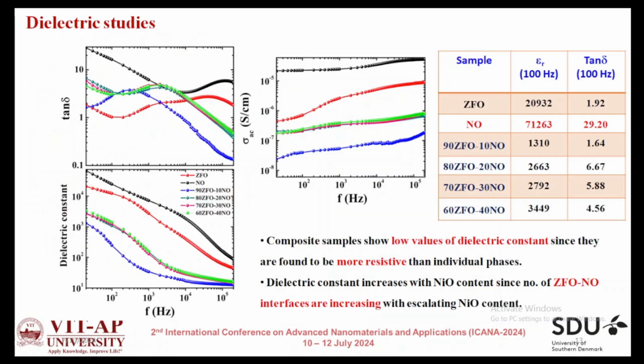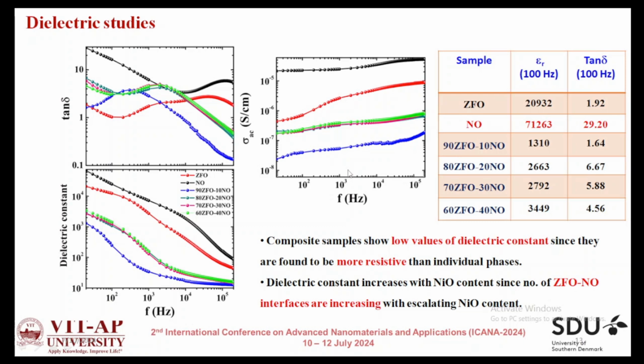So this is the room temperature dielectric studies. Studies were carried out at the frequency range from 100 Hz to 1 megahertz, and we have seen the room temperature low frequency dielectric constant. We have seen large values corresponding to ZFO and NiO samples, but as soon as we made the composite, these dielectric constant values drastically decrease because the composite samples show low dielectric constant, since they are found to be more resistive. This is the result from the conductivity plot. The conductivity of the composite sample is lower than that of individual phases ZFO and NiO.